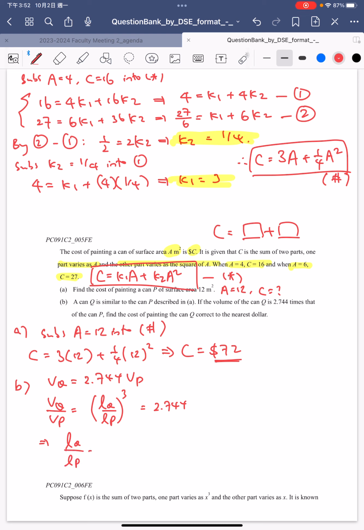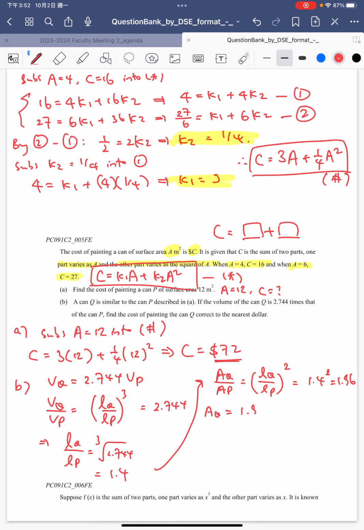Q divided by the length of P is equal to the cubic root of 2.744, which will give you the answer of 1.4. So now this is the value of the length ratio. Then after that, what we want is the area ratio. So the area of Q divided by the area of P basically is equal to the length of Q divided by the length of P squared. So this is equal to 1.4 squared, then we have 1.96. So now we can say that the area of Q is equal to 1.96 times the area of P. So that's the relationship between them.